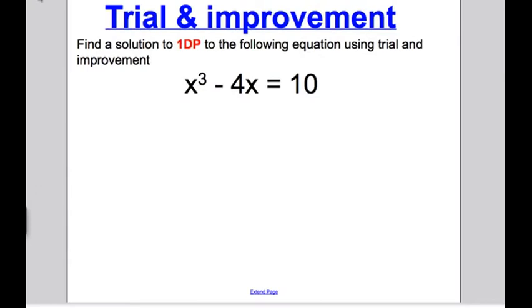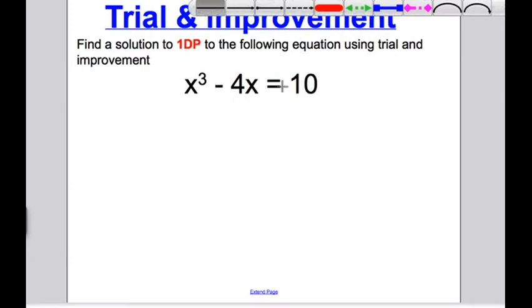Okay, what is trial and improvement? Trial and improvement is where you make a guess for your x, and you try and work out what x cubed minus 4x is, see how close it is to 10. Based on that guess, you try and improve your guess, and that's where the improvement side of things comes on. You keep going along until you get an answer for x that's correct to one decimal place. There's a very formulaic way of doing this, which I'll show you. You do this each time.